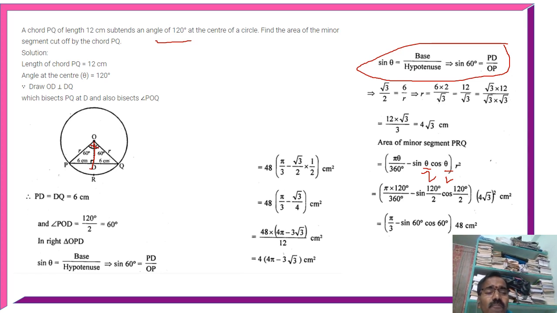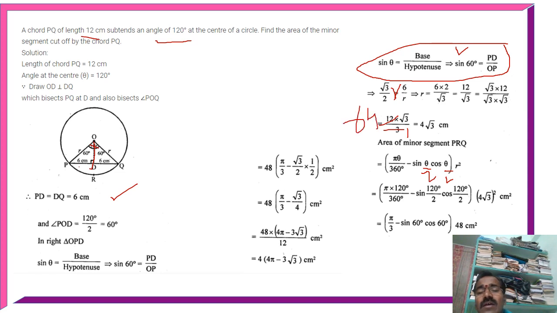PD we know is half of PQ, because in class 9 we learned that if you draw a line segment from the center to the chord, it is a perpendicular bisector. It will become 6, as 12 centimeters is given. So after that apply sin 60: sin 60 equals 6 by r. Sin 60 value from the trigonometric table is root 3 by 2. Do cross multiplication. So we have r equals 6 into 2 by root 3, which is 12 by root 3. Rationalize the denominator; root 3 is the rationalizing factor. We have 12 root 3 by 3. 3 1s are 3, 3 4s are 12, so 4 root 3 centimeters is the radius.